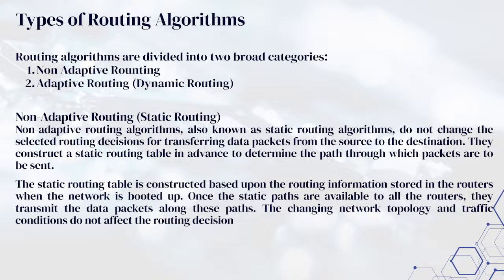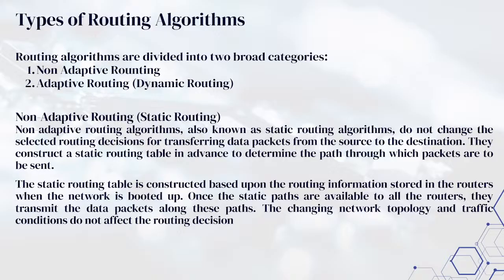Now, types of routing algorithms are divided into two broad categories: non-adaptive routing and adaptive routing. Non-adaptive routing is also known as static routing. It does not change the selected routing decision for transferring data packets from source to destination. They construct a static routing table in advance to determine the path through which packets are to be sent. The static routing table is constructed based upon the routing information stored in the router when the router is booted up.